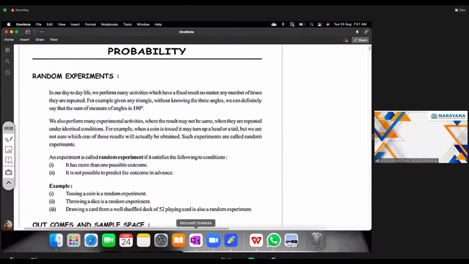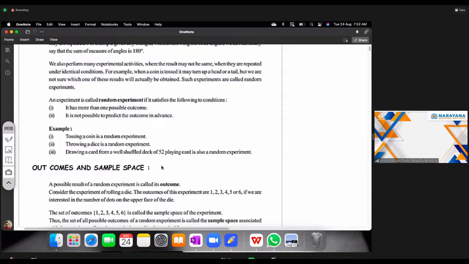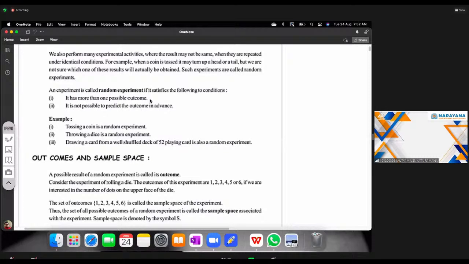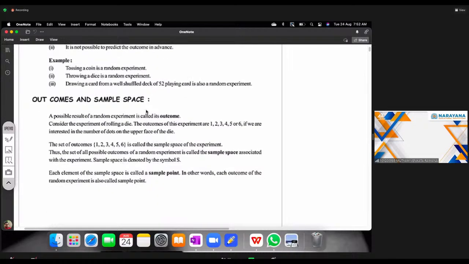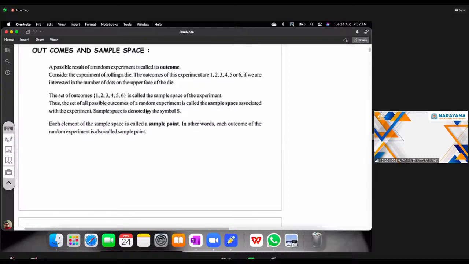So this is the random experiment. A random experiment has more than one possible outcome. It is not possible to predict the outcome in advance. Some examples are tossing a coin, throwing a dice, drawing a card from a well-shuffled pack of 52 cards. These are random experiments.